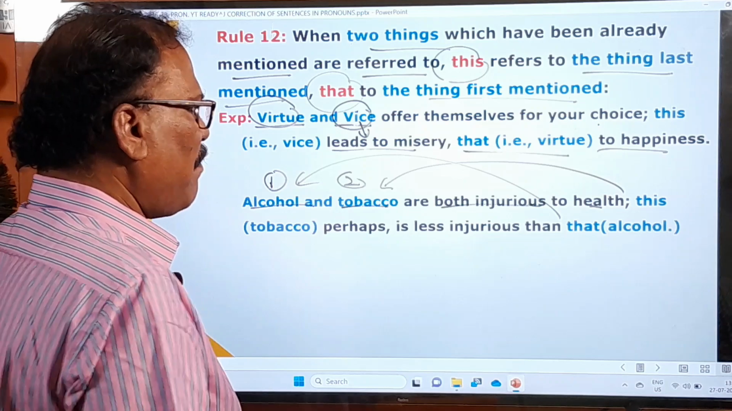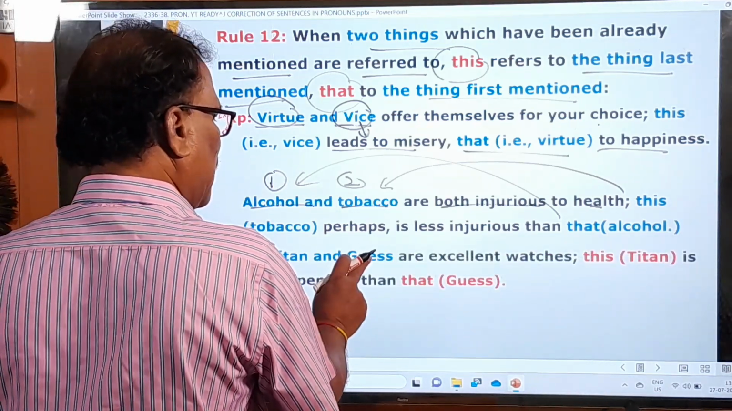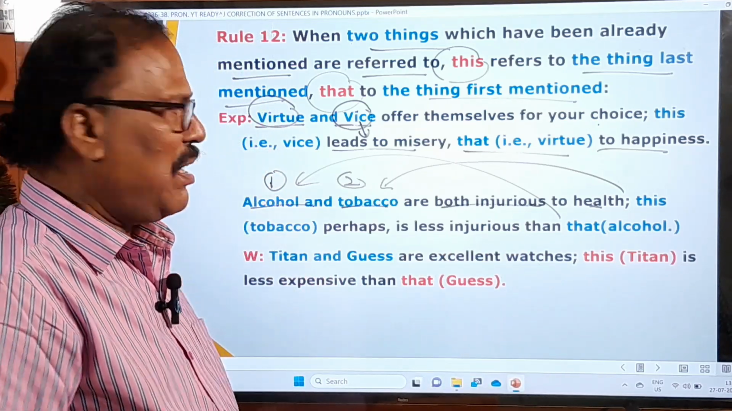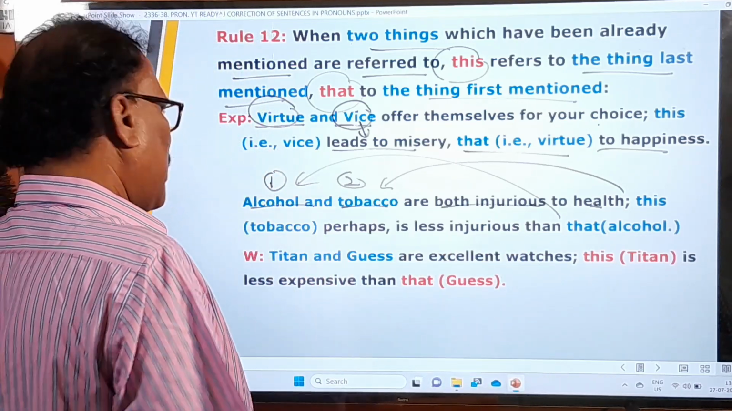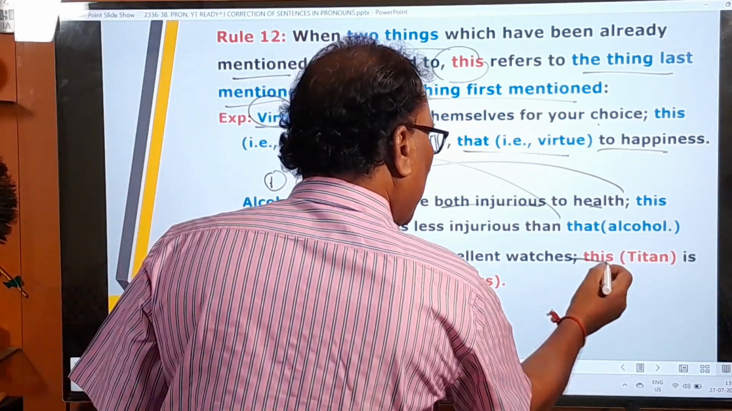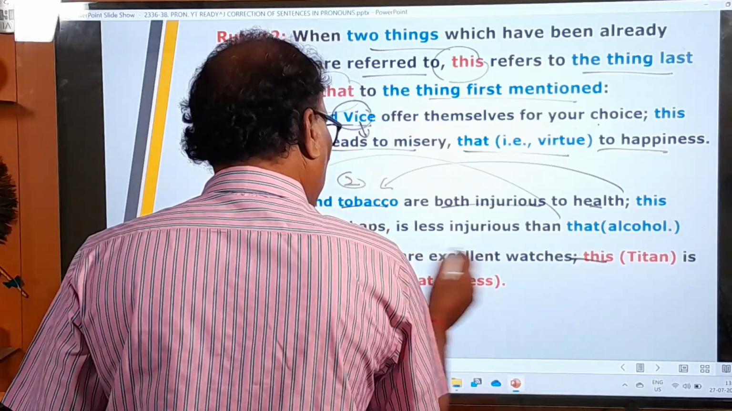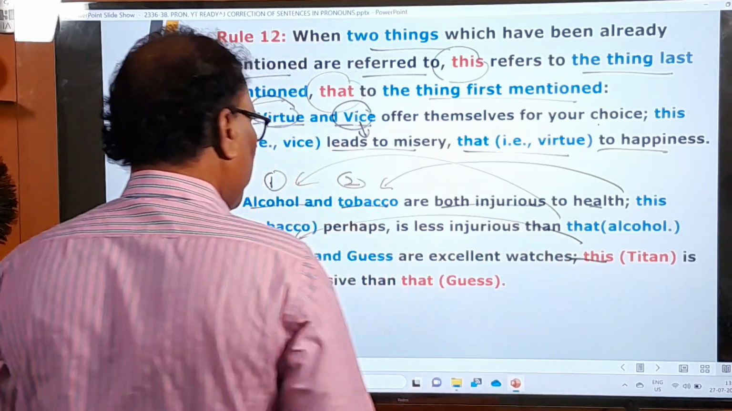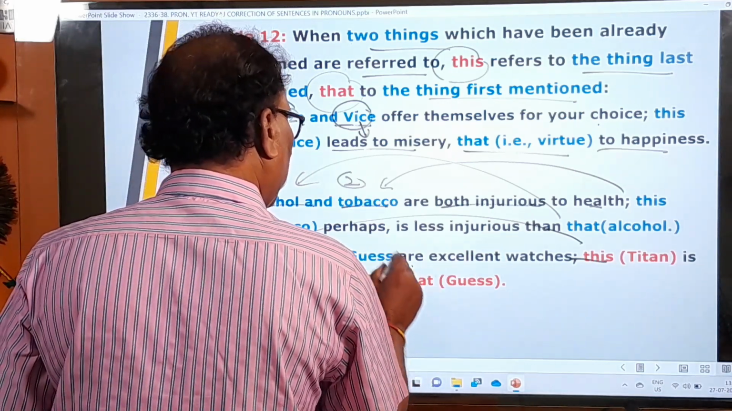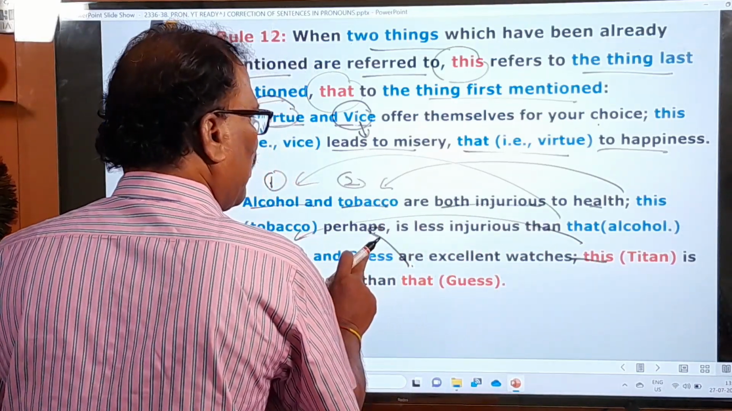Now I'll give you one wrong sentence as an example. See, Titan and Guess are excellent watches. You know very well, Titan is an excellent watch, and Guess is also an excellent watch. This is less expensive than that. And this means here Titan, and that is for Guess. For the second one, this is used for the first one, that is used for the second one. This is wrong.